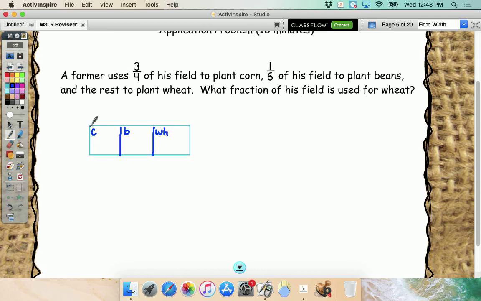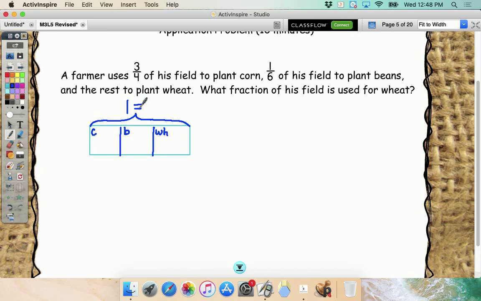What's the total? You add them. One whole what? One field. One whole field. So just put a 1 up there. We're going to change it to a fraction in a minute, so you can put an equal sign beside it. Okay?